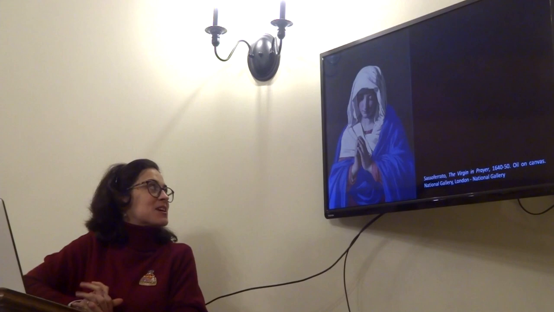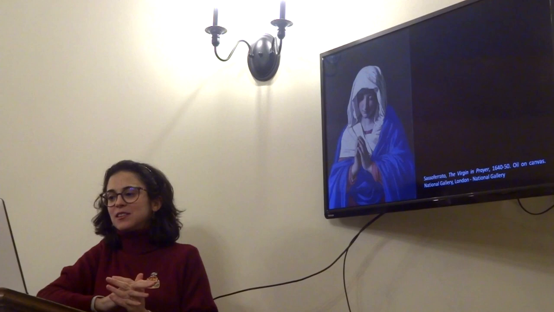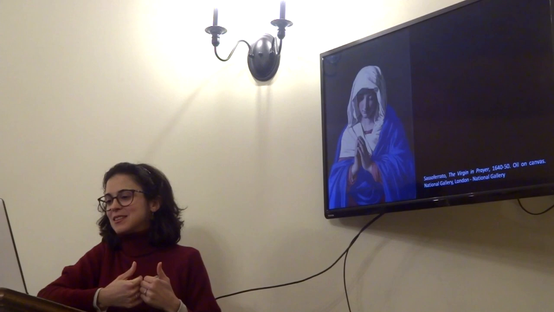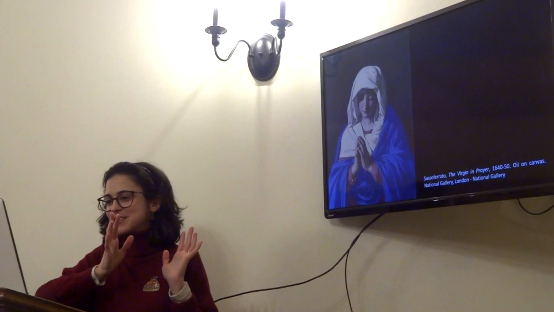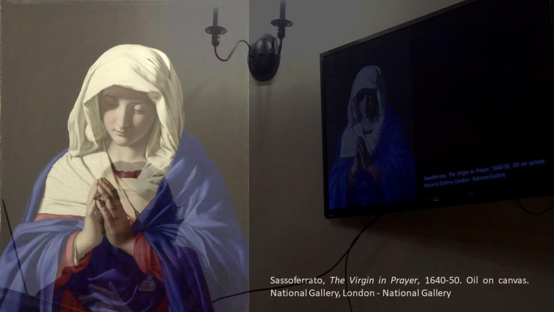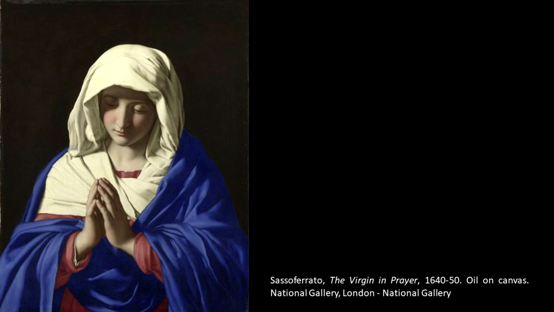I just love the gentleness of it, the silence. I mean, for me, this conveys just silent prayer, and there's nothing else. There's just Our Lady and you there, and God. That's it. And the color is the most important element in this painting.